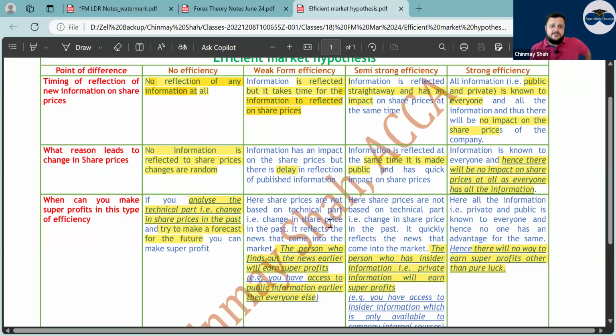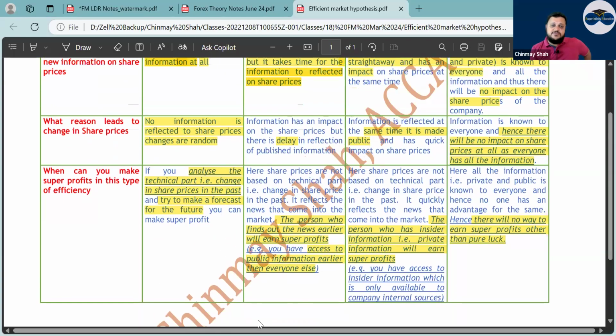This has come up a lot of times in the exam. I would urge everyone to please look at these notes. Information has an impact on the share price, but there is a delay. Whoever has the information first, the person who finds out the news earlier, will earn super profit, right? Harshad Mehta, correct? He found out the news earlier and did what?